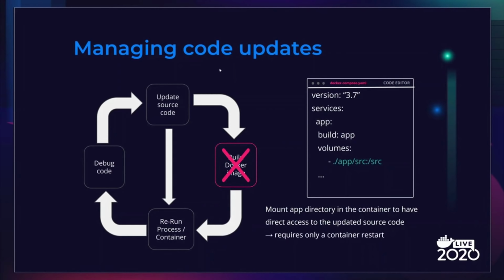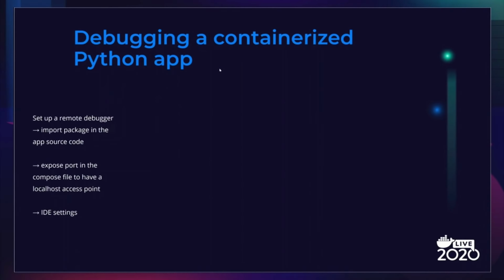So with this, we can skip the image build and just restart the container to reload the Python process. The last point we analyze is how can we debug a containerized Python service. So generally, we need to set up a remote debugger in the container and to expose a port for communicating with it. Then we need to set up our IDE to connect to it, and here it should be a very similar experience to when we run locally.